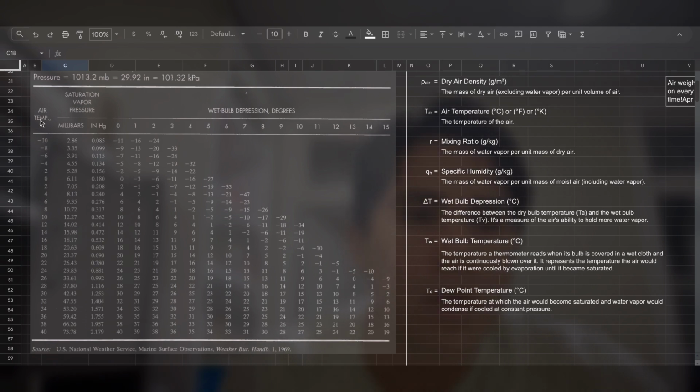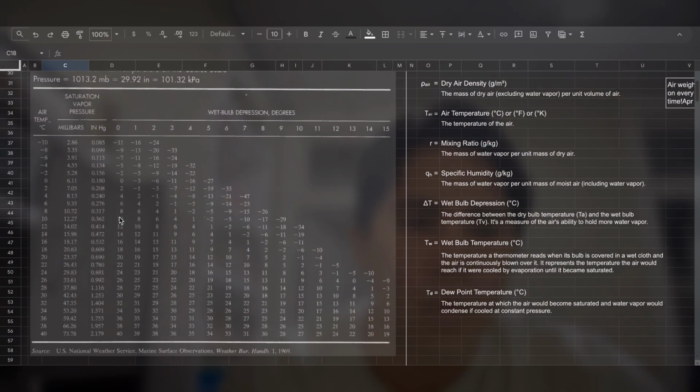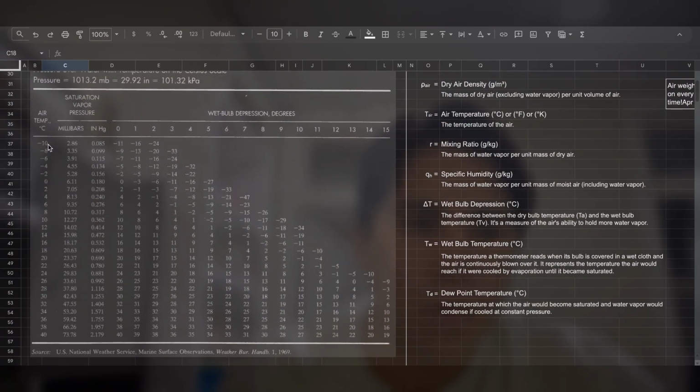The way you read the table is very simple. For a given temperature in Celsius and a given saturation vapor pressure, either in millibars or in inches of mercury, we have a wet bulb depression in degrees. It could be any of these values, right? So on the first problem, part A, we ask for the saturation vapor pressure, which we can get using these two columns. We know that we have 25.5 degrees Celsius, so it will be between these two values, and it corresponds to a value here in millibars between these two values.